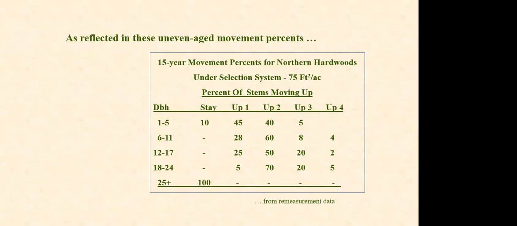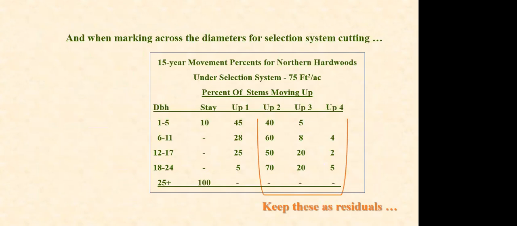These are movement percents based on the measured growth of trees of different sizes and ages in selection system stands, uneven age northern hardwood. Now, what's important here? When we mark that stand, we want to keep the trees that are enclosed within this orange bracket. Don't worry about the ones to the left of the orange bracket.